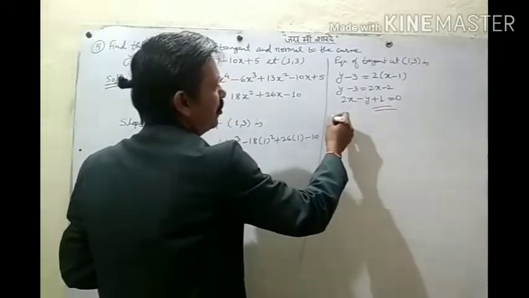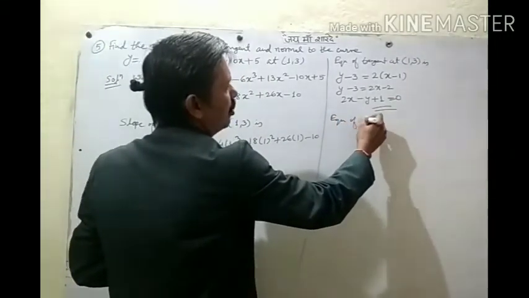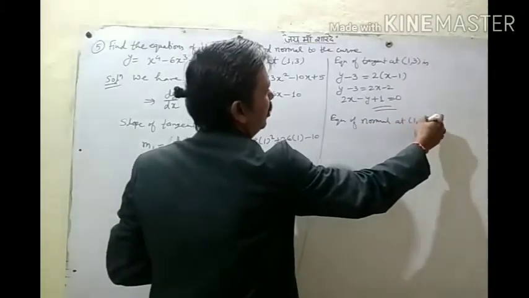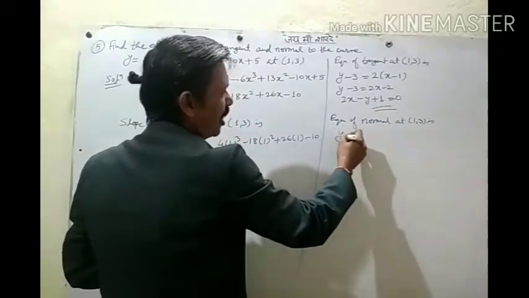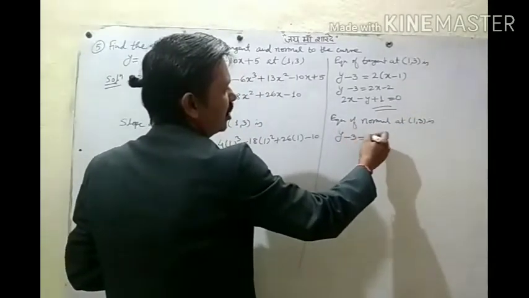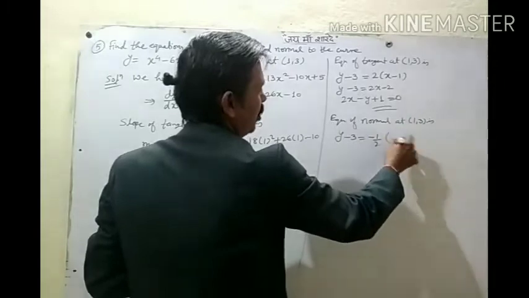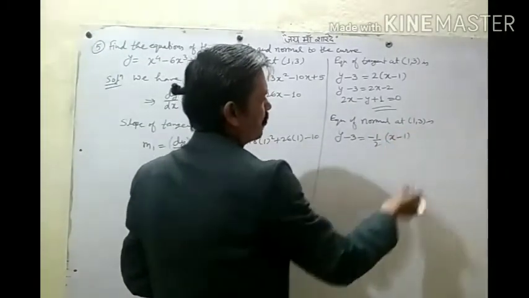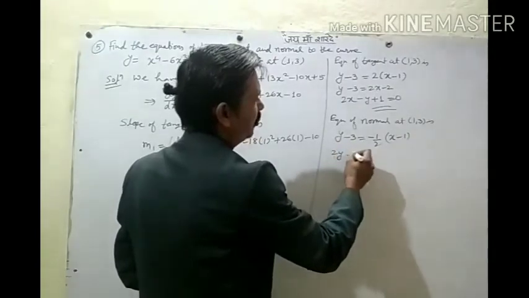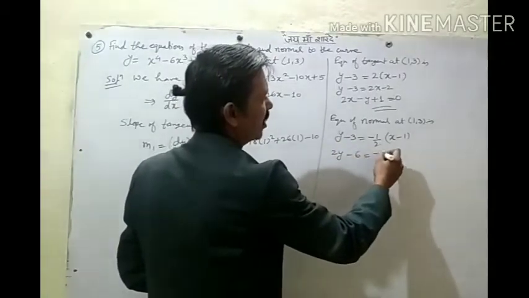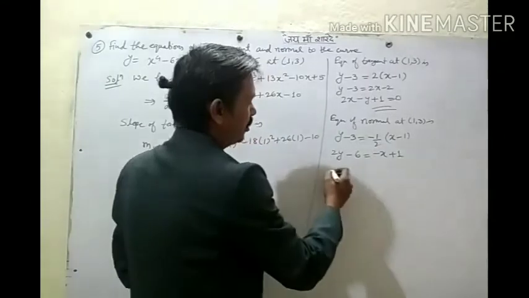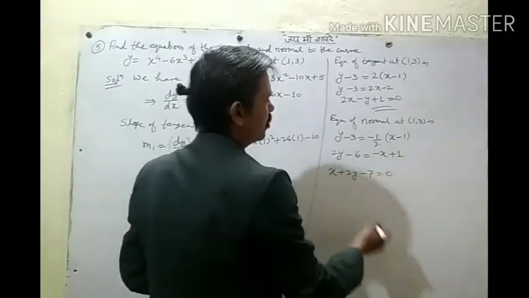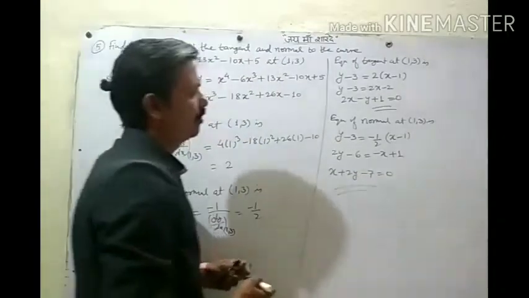Then the equation of normal at (1, 3) will be y minus y1 is equal to slope, so its slope is minus 1 by 2, into x minus x1. So it will give 2y minus 6 equal to minus x plus 1, which is x plus 2y minus 7 equal to 0. So this is the equation of the normal.